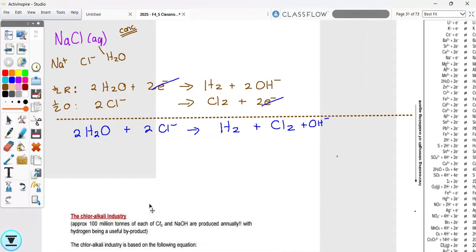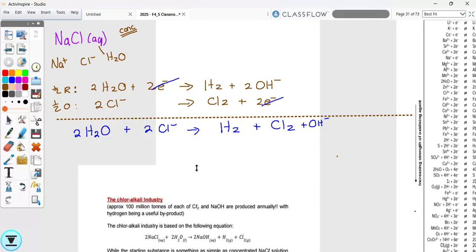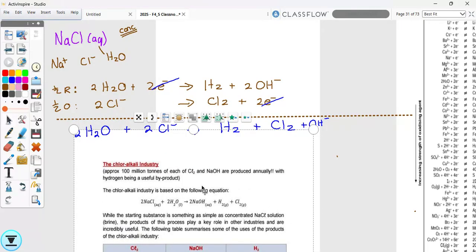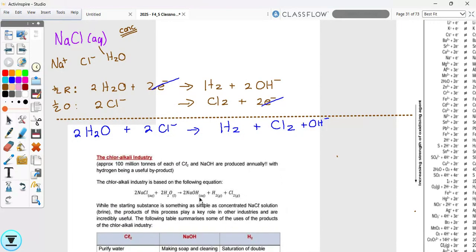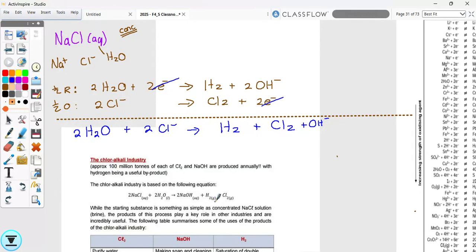Now, when we look at the products of the chloroalkali industry, if I look at those three products that we spoke about just now, this is like a huge industry. They say millions of tons of this stuff is produced. It's Cl2, you can see there it is. It's H2, you can see there it is. And the other substance that we form is NaOH. Now in this reaction, I already have the OHs that formed. So where did they get the Na from for the NaOH?